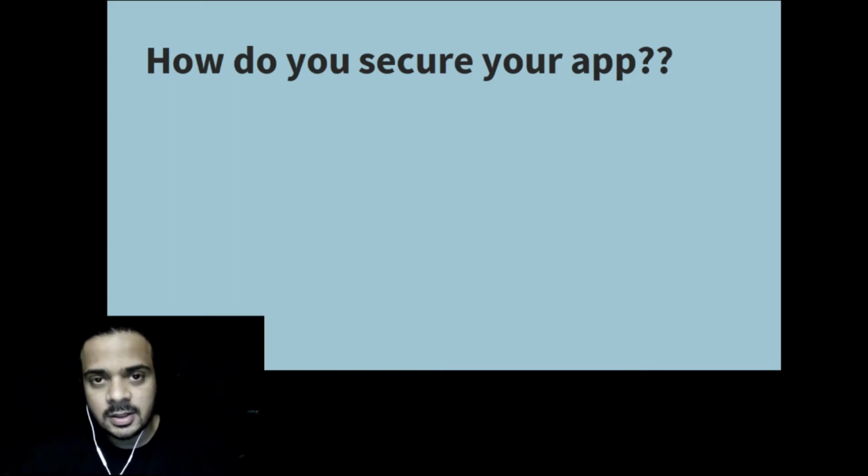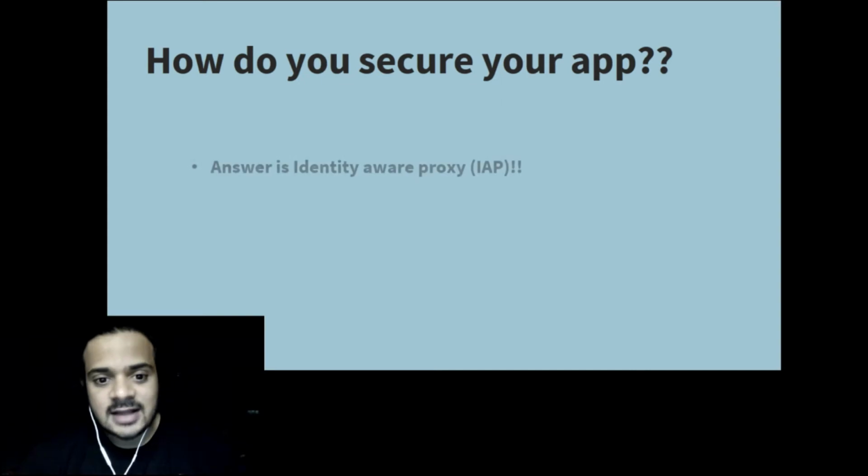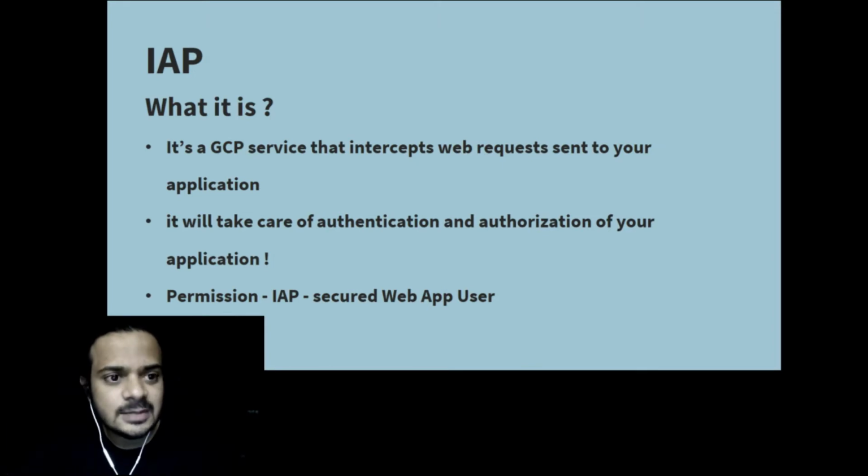For example, you can restrict the access through VPN at the network layer, or you can configure the user ID and passwords in the database, and based on that you can actually grant the access. But how do you achieve that in the GCP? And the answer is IAP, which is Identity-Aware Proxy. So let's deep dive into IAP.